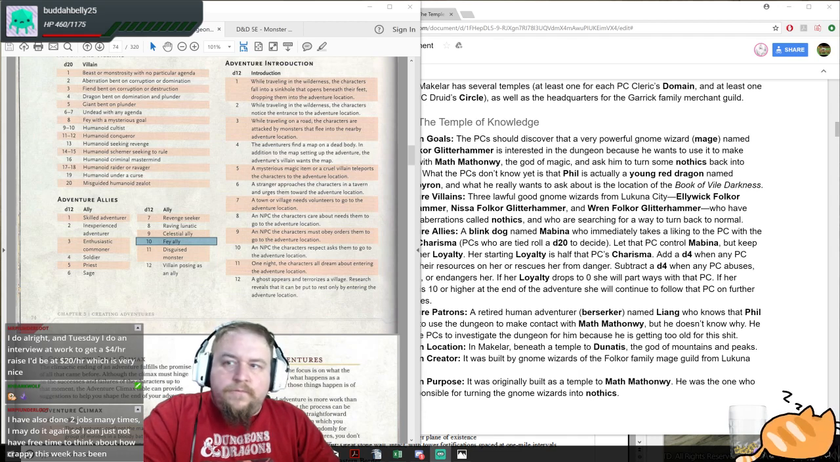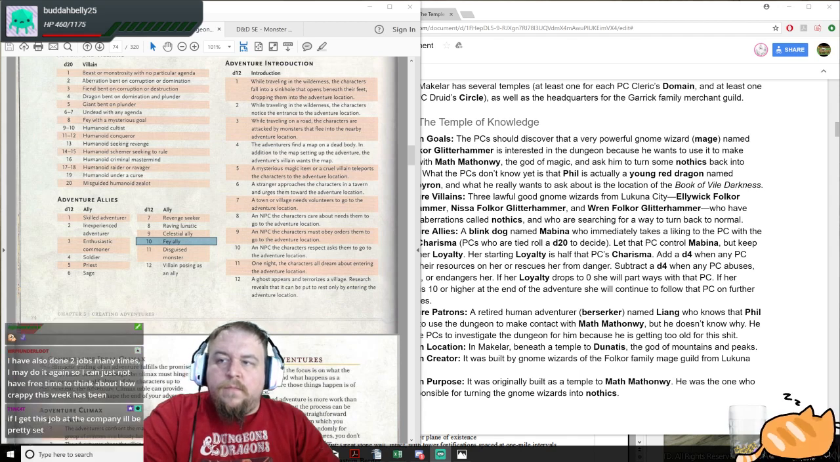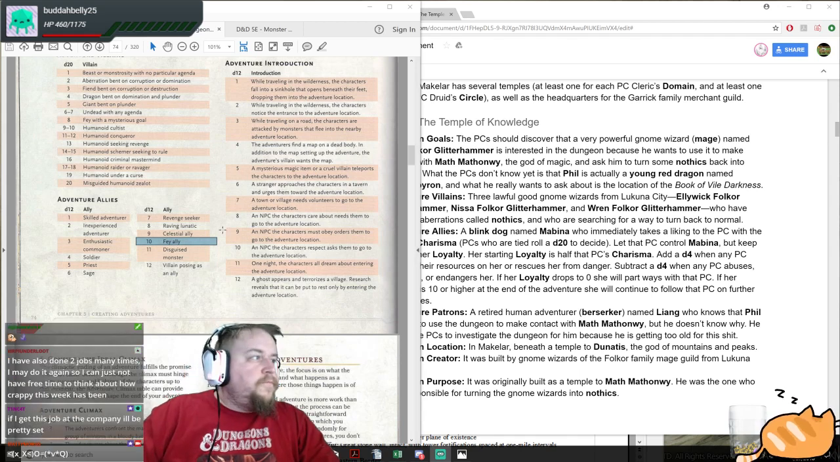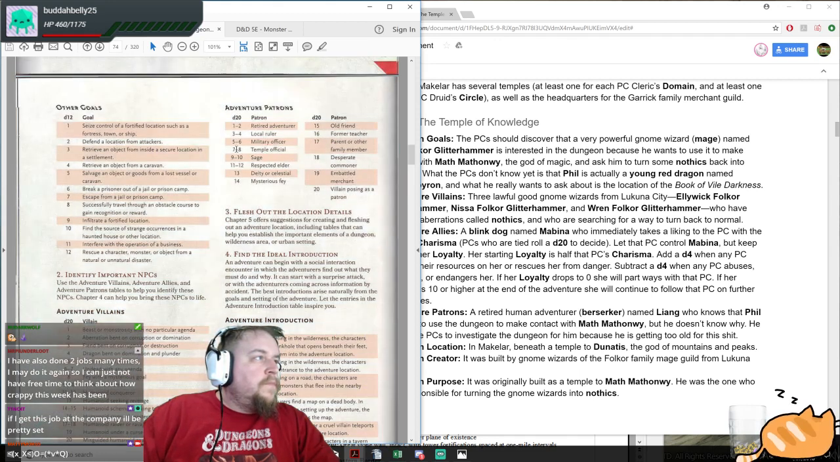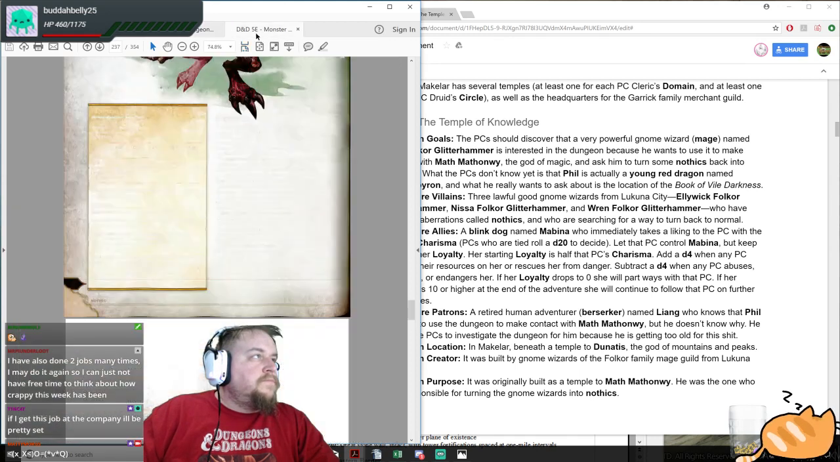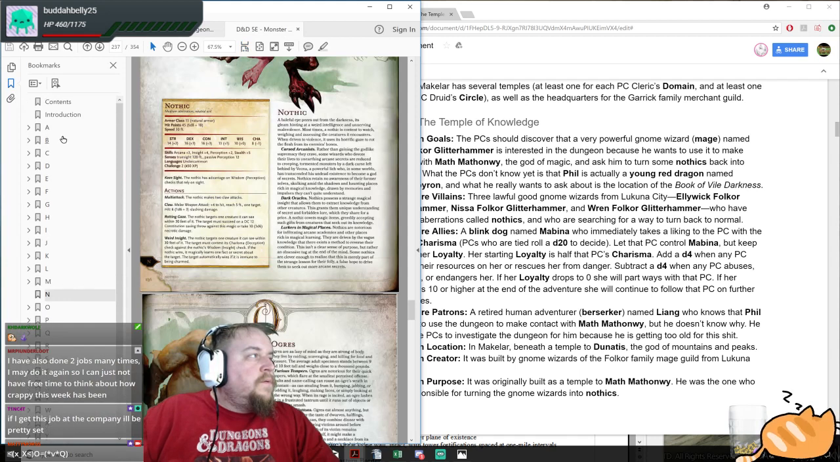And then for the patron, I rolled a retired adventurer. So I decided that the blink dog and the retired adventurer would have been companions that went on adventures together. Just tying together the rolls I made. Okay. And that's the basic way to make a dungeon, with those four tables, basically.